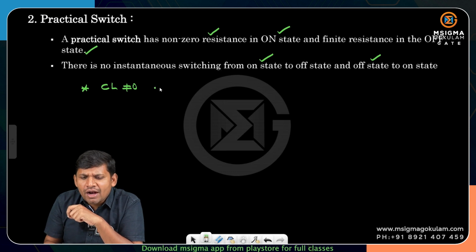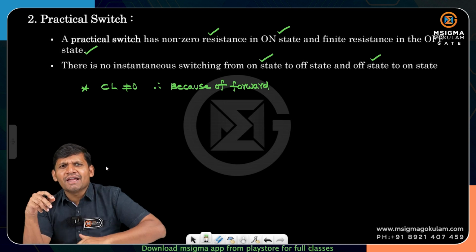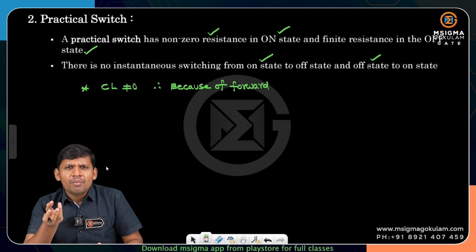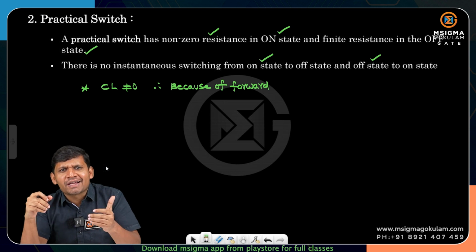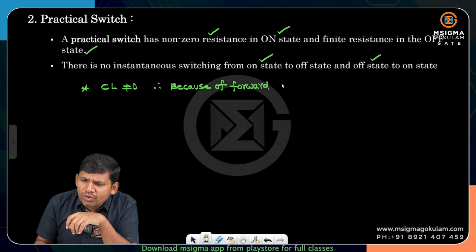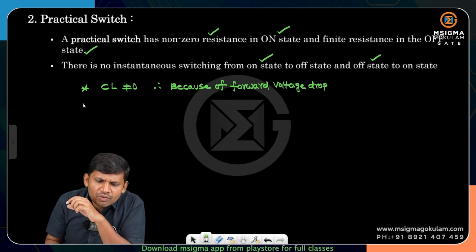Why are conduction losses not equal to 0? Because of forward voltage drop. For example, if the diode is conducting, ideally I say that conduction losses are 0. Take the practical case. If the diode is conducting, there is some voltage drop across the diode. Because of that forward voltage drop and forward current, there exists some loss. That is nothing but conduction loss due to forward voltage drop.